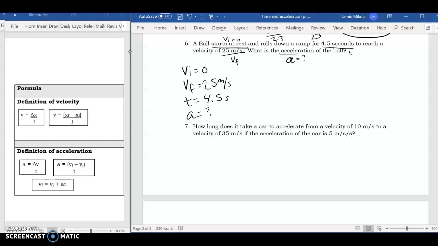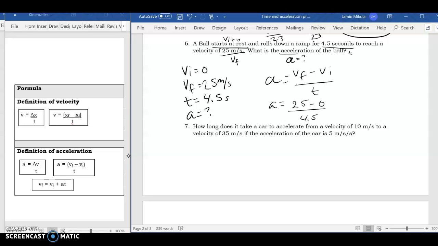What is the acceleration? All right, now that I can see these 4 variables listed out, I'm going to go down to the definition of acceleration formulas. And I think the best one to use here would be A equals VF minus VI over T, because I'm solving for A. So A equals VF minus VI over T. A we don't know. VF is 25. VI is 0. All over 4.5.